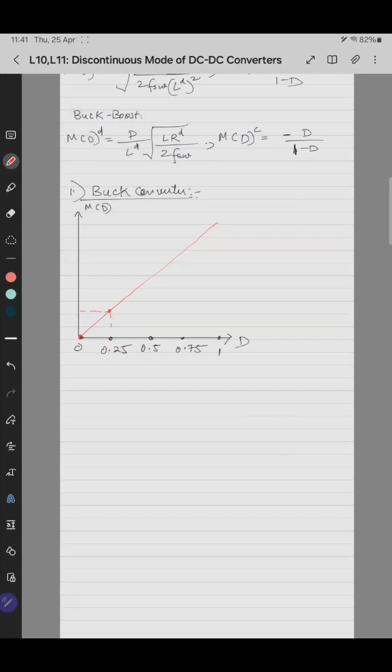This is also 0.25, 0.5, 0.75 and 1. This is a linear relationship where this is M of D for continuous conduction mode.